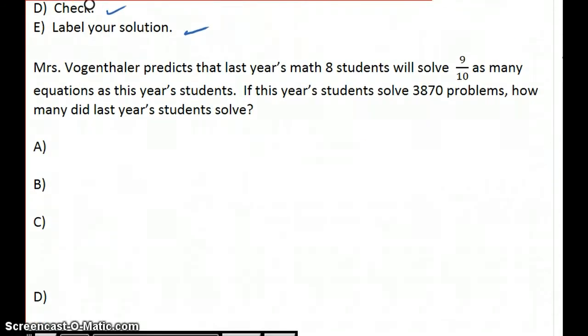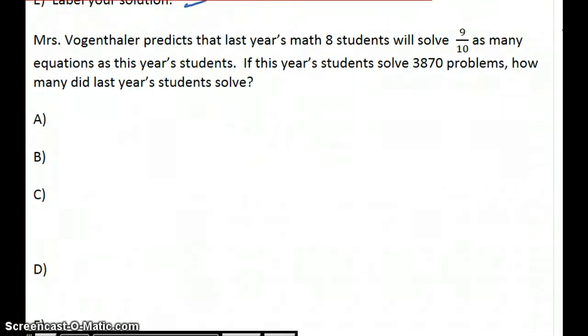So let's look at the first problem. Ms. Vogenthaler predicts that last year's math students will solve 9/10 as many equations as this year's students. If this year's students solve 3,870 problems, how many did last year's students solve? So we need to find what we're looking for. And in this case, let's let x, and can you see what we're looking for? They've given us this year's students, so that's not an unknown. So that wouldn't be our x. And then it says, how many did last year's students solve? Oh, there it is.